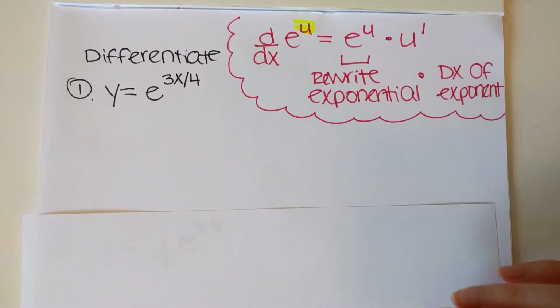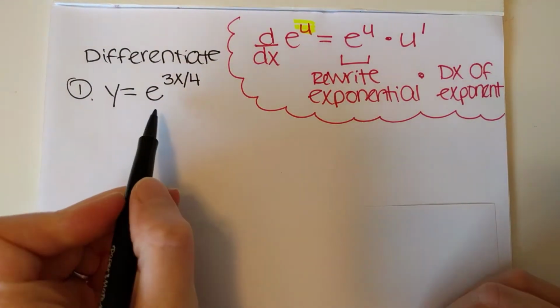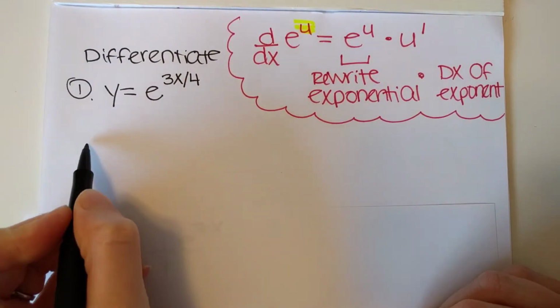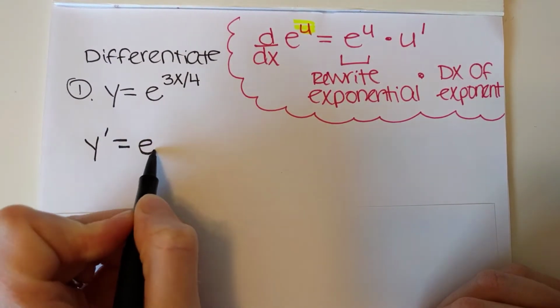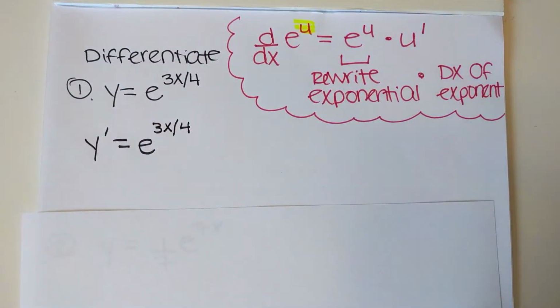So if you look at taking the derivative of e to the 3x over 4, what you'll do is you'll first notice, because it's e to a power, that you need to rewrite the exponential. So you'll have e to the 3x over 4. And then you need to take the derivative of the exponent.